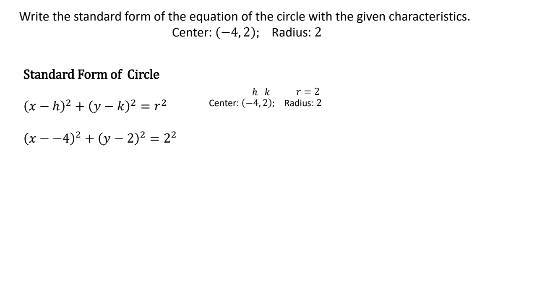Everywhere I saw h, I plugged in the negative 4. The k was a positive 2, and the r was a 2. When I simplify, I'm going to get x plus 4 squared plus y minus 2 squared is equal to 4. And that is my answer.